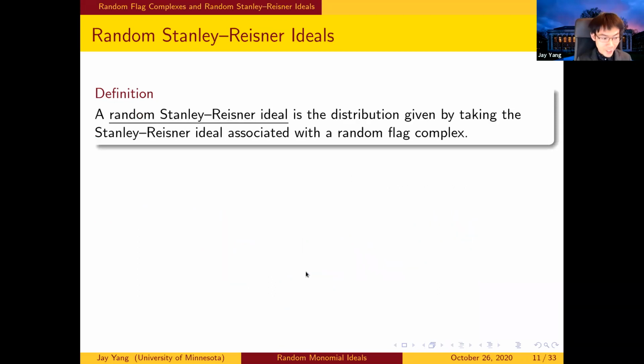So that leads us naturally to our model of a random Stanley-Reisner ideal. A random Stanley-Reisner ideal is the distribution on ideals given by taking the Stanley-Reisner ideal associated to a random flag complex. At least that's our definition. There are, by the way, many other models of random simplicial complexes, and if you use a different model, you may get other interesting models of random ideals. It's simply something we haven't studied.